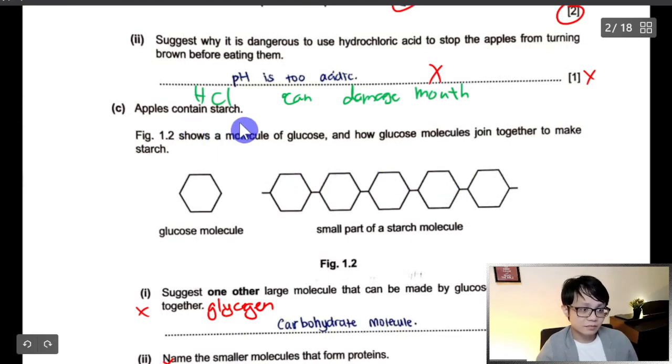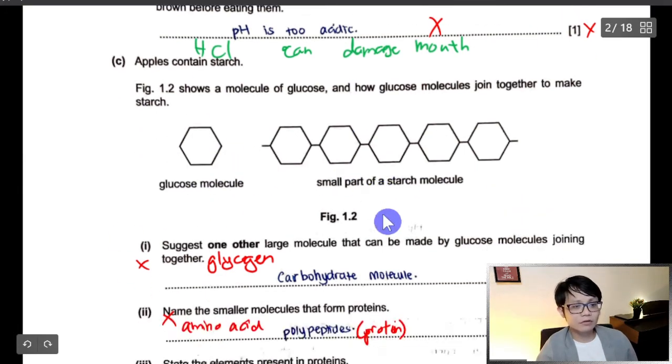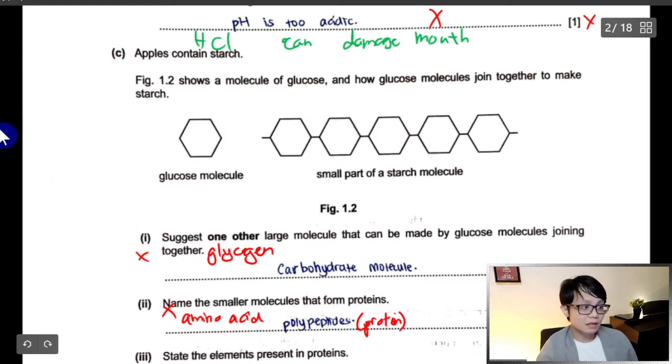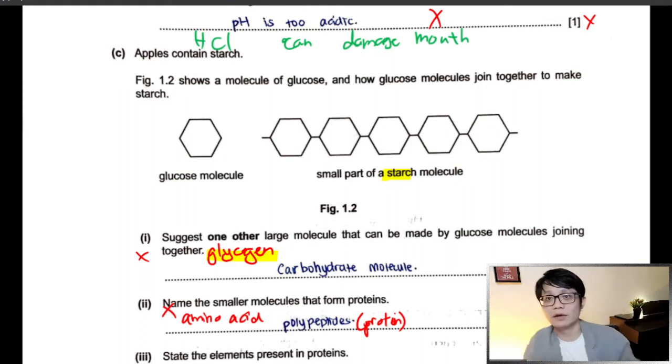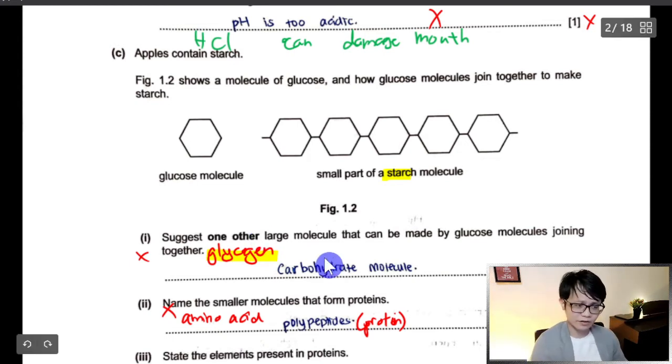Apple contains starch, so this is the glucose molecule. A complex glucose molecule is called starch. Another complex molecule made from glucose is glycogen. So only one answer is acceptable, glycogen, because glucose only can be divided. When we are talking about complex molecules from glucose, for plants we are talking about starch, and for humans and animals, we are talking about glycogen. It's something like oil that is in your body or in your heart. So the answer will be glycogen.